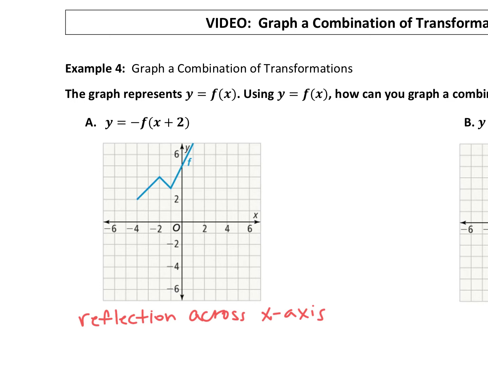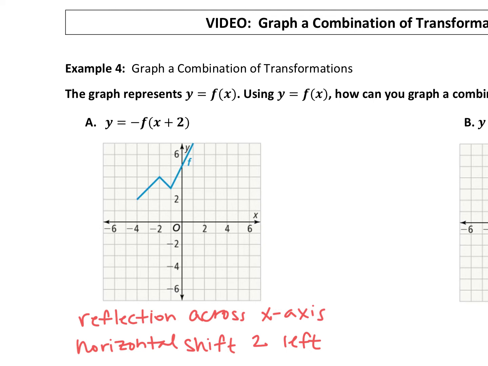And then we also have this x plus 2. So if you have, inside with your x, you're adding or subtracting a number, that's a horizontal shift. This is that tricky x I talked about before. It looks like plus 2 to the right, but it's tricky. So we're actually going to have a horizontal shift 2 to the left. We go to the opposite direction of that sign.